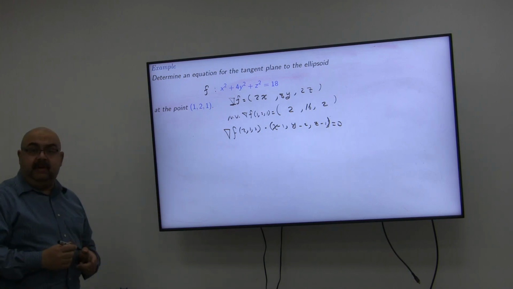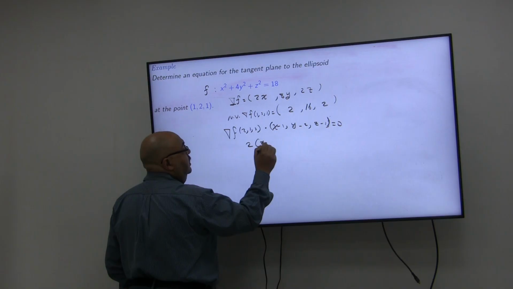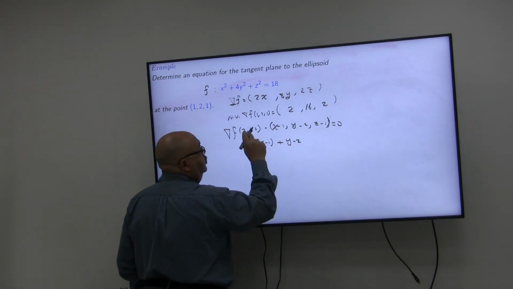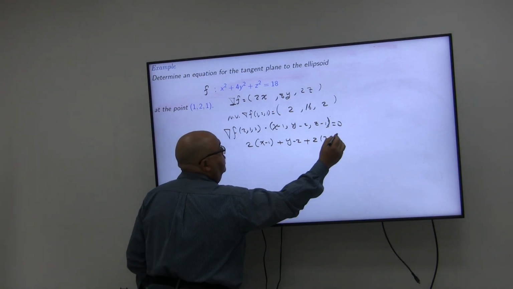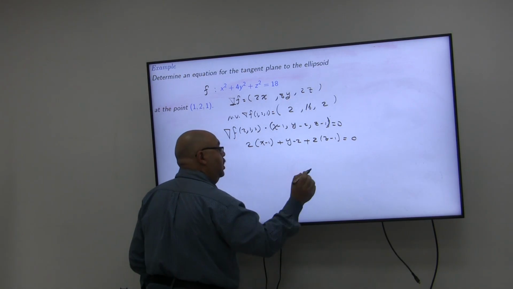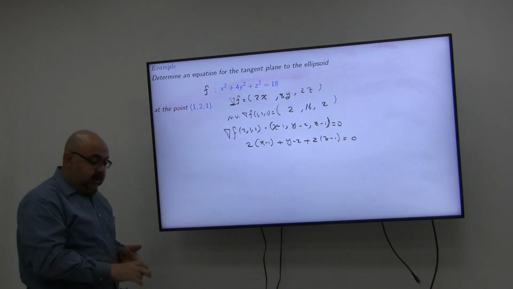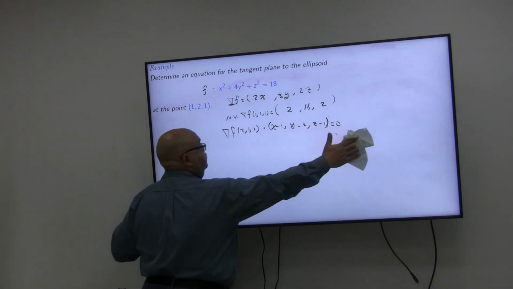That's the equation of my plane, which means I will multiply 2 times x minus 1, then plus y minus 2 times 1, then plus 2 times z minus 1 equal to 0, and then I will get the equation of the plane directly. So let's see how it's going to be.